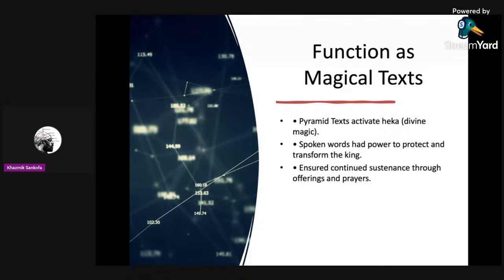Not everybody can read them. I mean, that's just one thing. Things are on their way. But anyway, spoken words had power to protect.